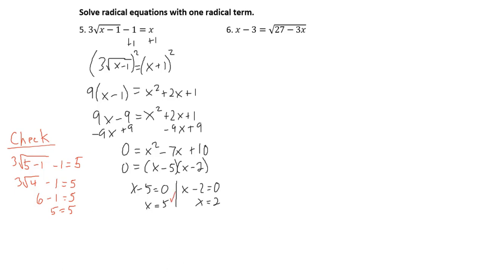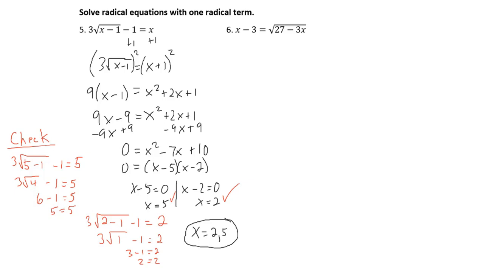Now let's check x equals 2. Plug in 3 square root of 2 minus 1 needs to equal 2, and that's 3 square root of 1, minus 1 equals 2. Square root of 1 is 1, times 3, so 3 minus 1 equals 2. So we get 2 equals 2. So this is also a solution. So we can put those solutions together. X equals 2 and 5.